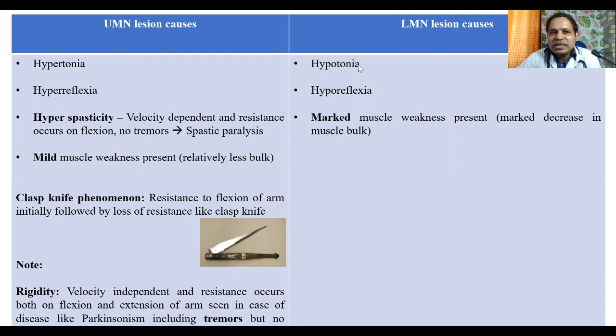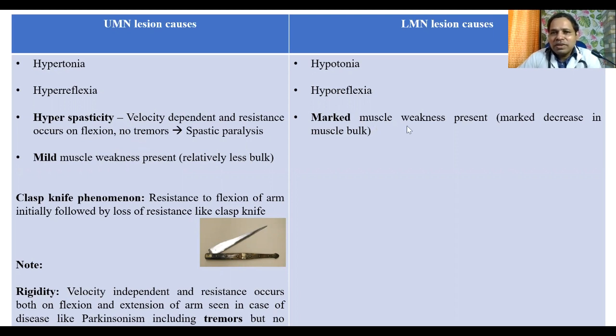Hypotonia, muscle tone is decreased. Hyperreflexia, the stretch reflex becomes more. Hyporeflexia in the lower motor neuron lesion. Hyperspasticity, because the spasticity is called velocity dependent, and resistance occurs at flexion. And the important thing is there are no tremors here, as you're going to see in case of Parkinson's. In Parkinson's there was a tremor, but here there is no tremor. The term is called spastic paralysis.